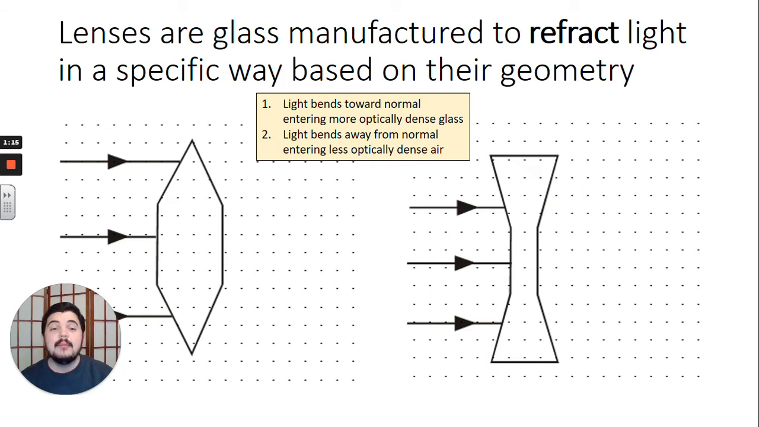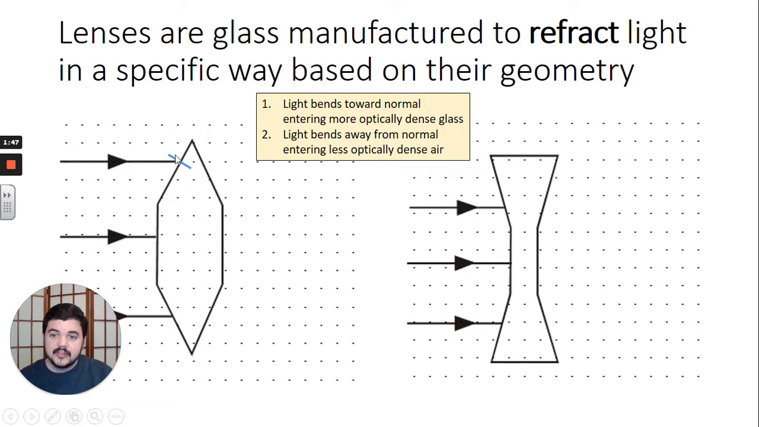So based on the geometry of your lens, the refraction that happens will occur in a certain way. Some reminders. Light bends toward the normal when it enters more optically dense glass, so a higher index of refraction, and light bends away from the normal when entering a less optically dense material such as air. So let's look at the lens geometry on the left. What might this geometry do to incoming parallel light rays?